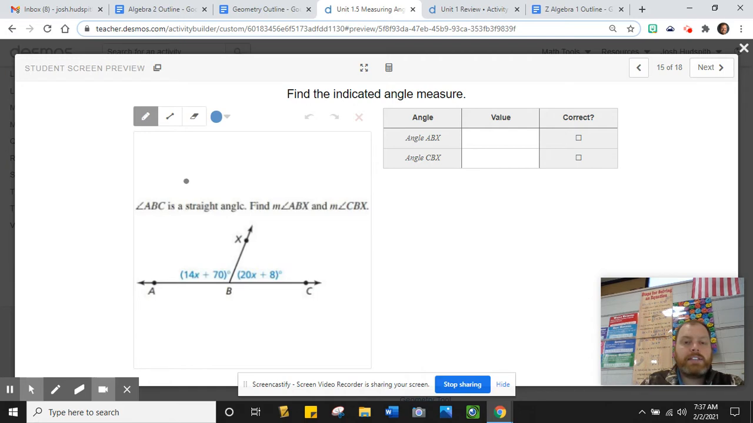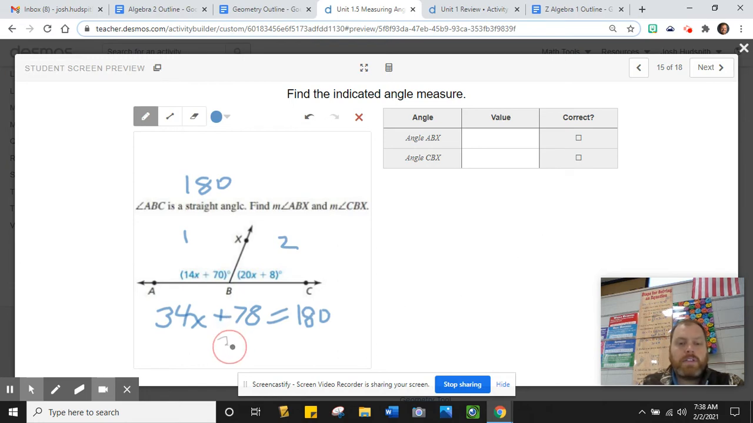That's important because a straight angle is 180 degrees. So this angle and this angle, angle 1 and angle 2, will add up to 180. It wants me to find what these are. The first thing I have to do is solve for x. Because I know they're a straight angle, I have to add them together. So 14x and 20x, that's 34x. I have a 70 and an 8, and because I'm adding, I can just add 70 and 8. And we know it's a straight angle, so it's going to equal 180.